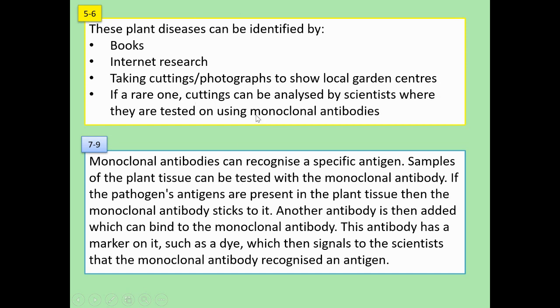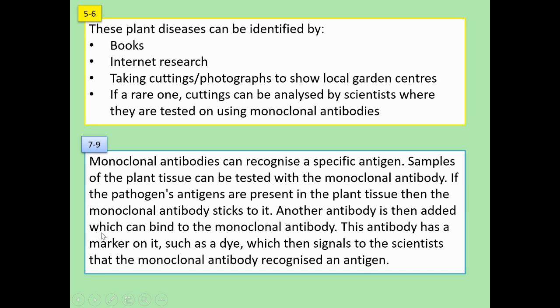And then finally, a quick explanation of how monoclonal antibodies work. Again, this will be easier when you have completed the unit where we do look at monoclonal antibodies. Monoclonal antibodies can recognize a specific antigen. Samples of the plant tissue can be tested with the monoclonal antibody. If the pathogen's antigens are present in the plant tissue, then the monoclonal antibody sticks to it.